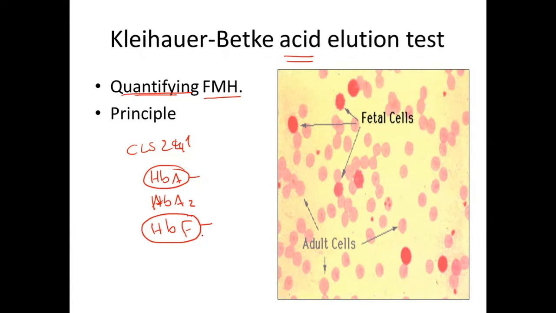In this test we will use acid. The acid has the ability to elute hemoglobin A. However, hemoglobin F can resist the elution. So we can quantify the number of fetal cells because they will resist acid and will not elute. Adult cells, after the elution test, will appear as ghost cells, because hemoglobin A cannot resist the acid. By this way, we can count fetal cells, do the calculation, and know the exact dose the mother needs. Do you understand the principle of this test?